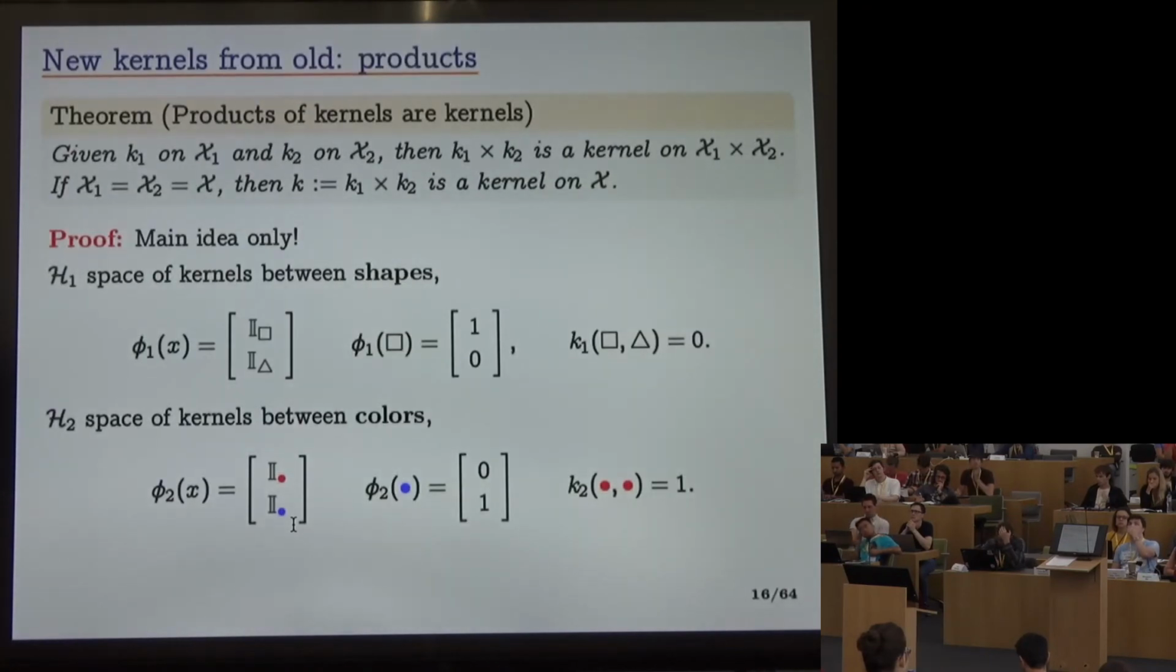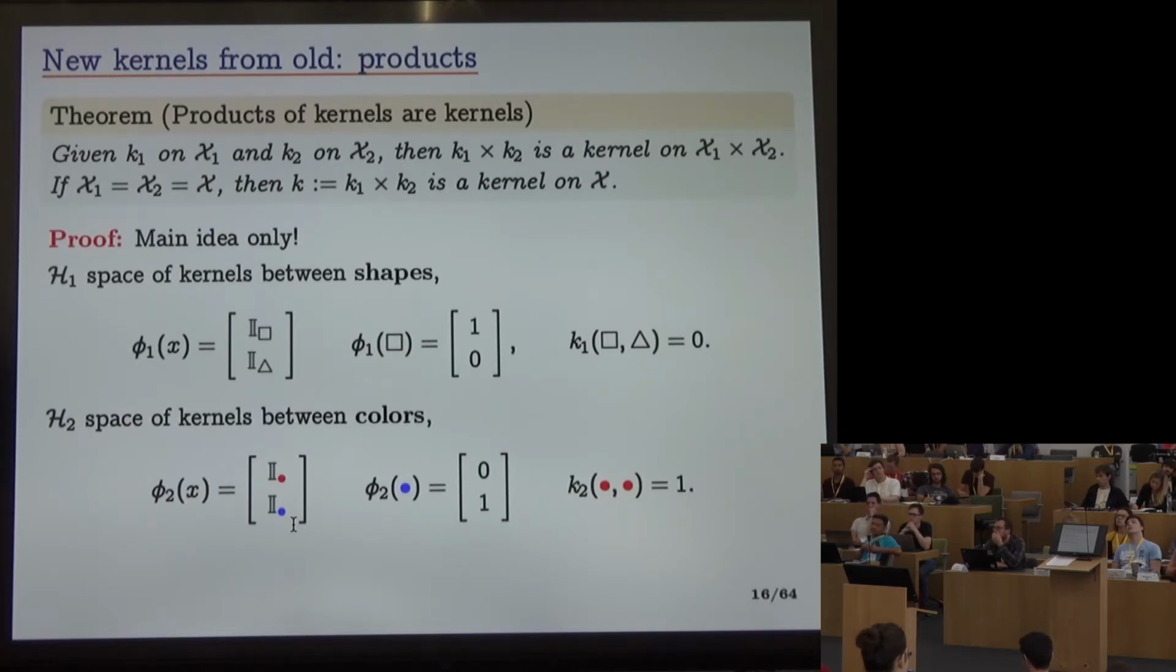Okay. Another trick one can use is products of kernels. So products of kernels are also kernels. Okay? I might have my kernels on my shapes, my kernels on my color. Product of these kernels is a kernel on shapes and colors combined. So this one I can prove for you right now. I don't need any extra properties to prove this. I can show you how this proof works.